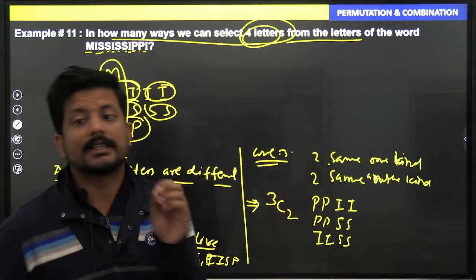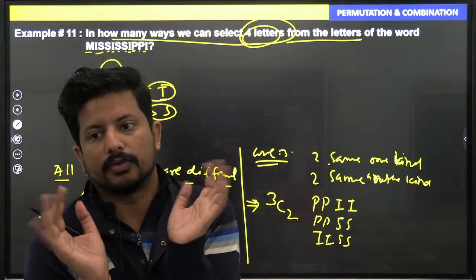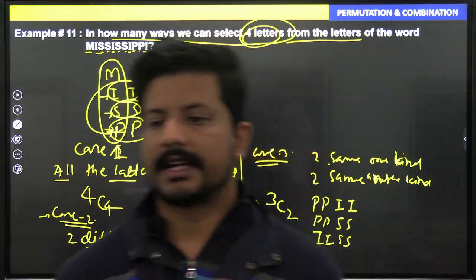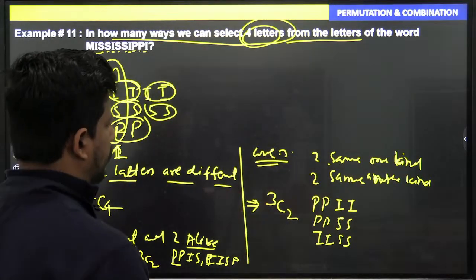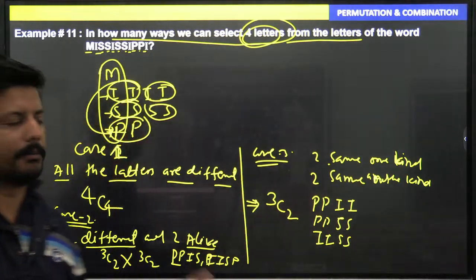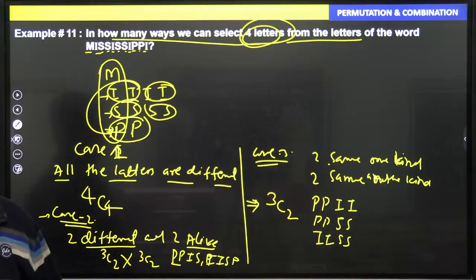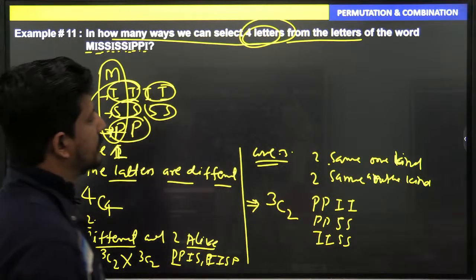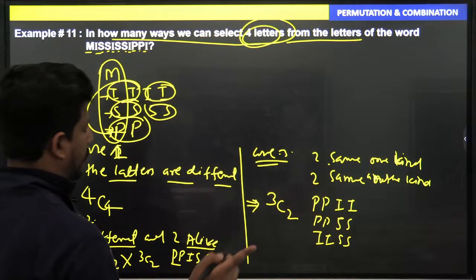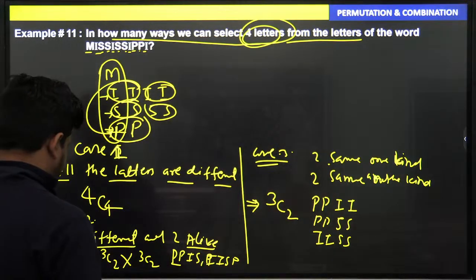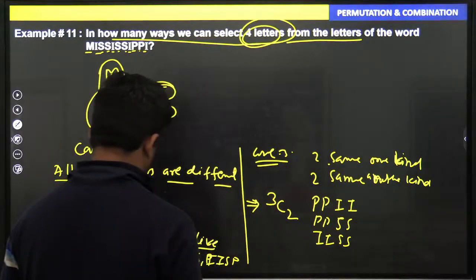No, we are just selecting. Again I am telling you, you are just selecting, not arranging. Okay na? So these three kinds you can select: PPII, PPSS or IISS. What? Two of one kind and two of another kind. Now we need to select three of one kind and one is different. Okay na?